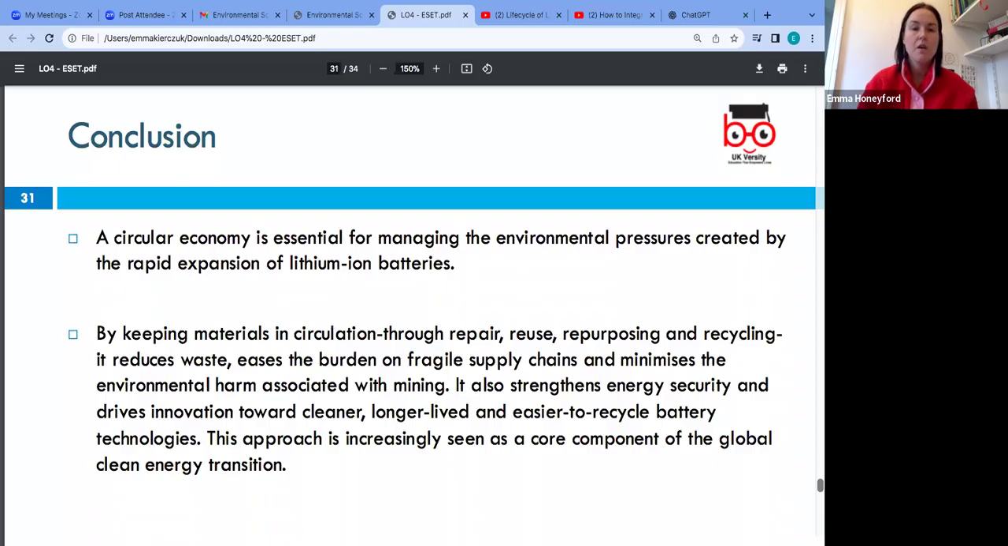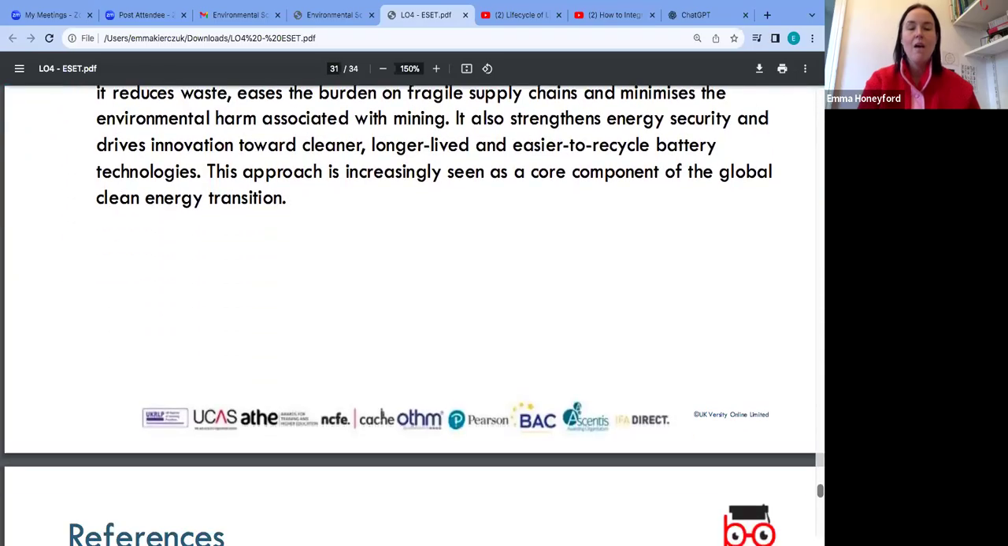So to conclude, a circular economy is essential for managing the environmental impacts created by lithium-ion batteries. By keeping materials in circulation through what we call the 4 R's, repair, reuse, repurposing and recycling, it reduces waste, eases the burden on fragile supply chains, and minimises the environmental harm associated with mining. It also strengthens energy security and drives innovation towards cleaner, longer-lived and easy-to-recycle battery technologies. This approach is increasingly seen as a core component of the global clean energy transition.